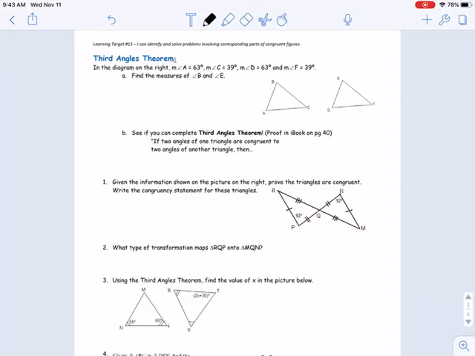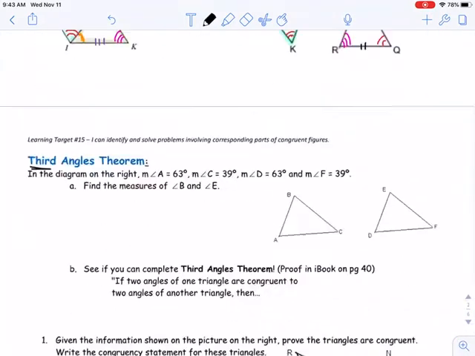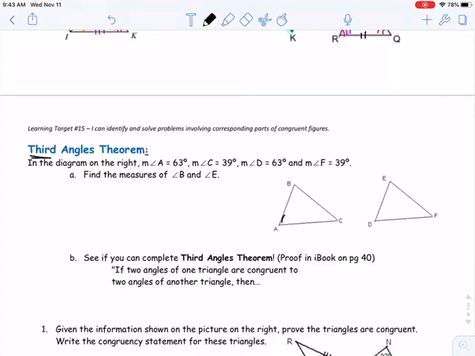Okay, students, now we're here with the Third Angles Theorem. So let's go ahead and figure out what the heck this theorem means. In the diagram, A is 63 degrees, C is 39 degrees, B is the same as A, also 63, and F is the same as C, also 39 degrees. It's telling us to find the measure.